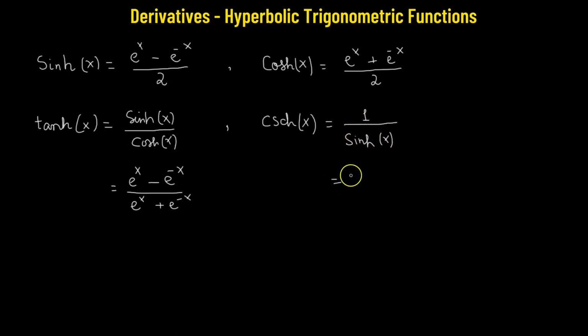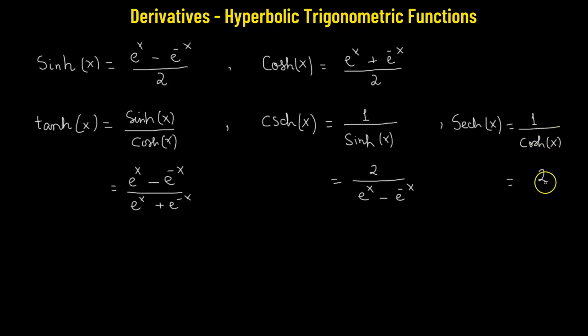So that means we will have 2 divided by e raised to the power of x minus e raised to the power of negative x. Similarly, we can define the secant hyperbolic function, which will be the reciprocal of the cosine hyperbolic function. So that will be equal to 2 divided by e raised to the power of x plus e raised to the power of negative x. And we have one more, which is the cotangent hyperbolic function.